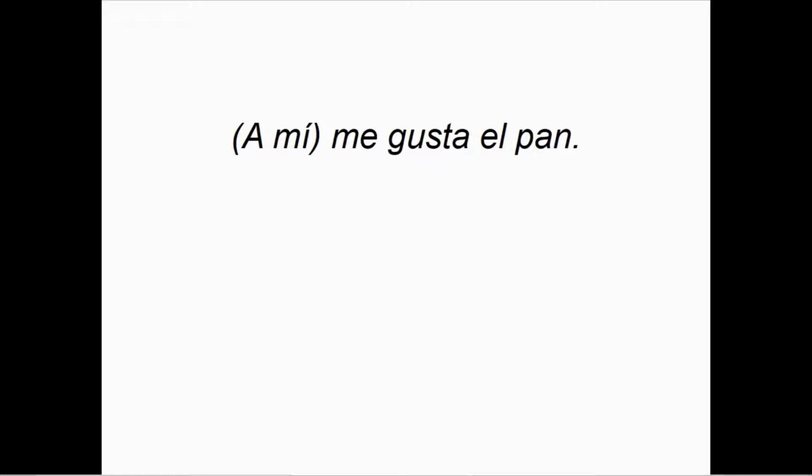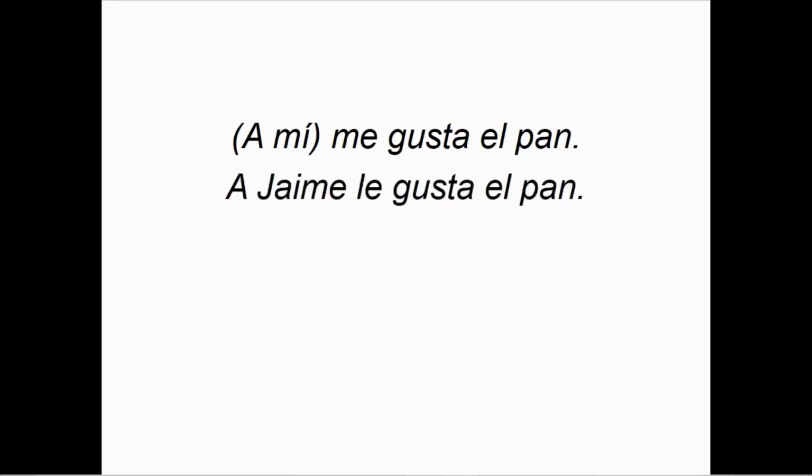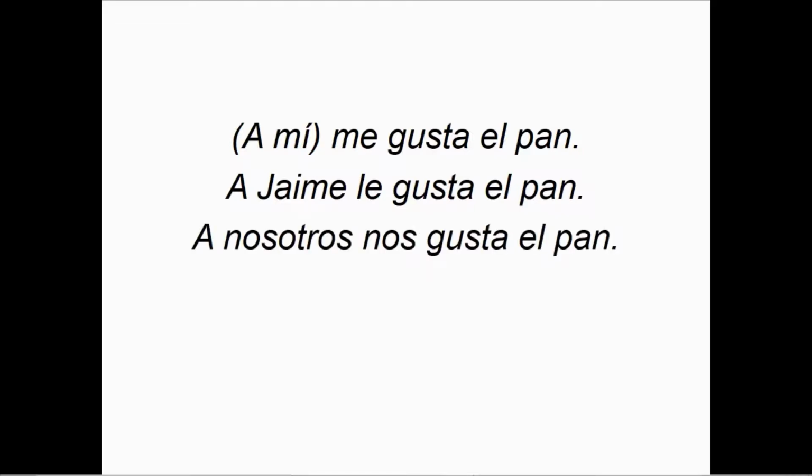So, now we know that the person in sentences with gustar is an indirect object and is represented by an indirect object pronoun. Sometimes we put the complete indirect object back into the sentence to emphasize. A mí me gusta el pan. A Jaime le gusta el pan. In sentences with le, we usually reinforce the indirect object because there are three possibilities: a él, a ella, a usted. Same with les: a ellos, a ellas, a ustedes. A nosotros nos gusta el pan.